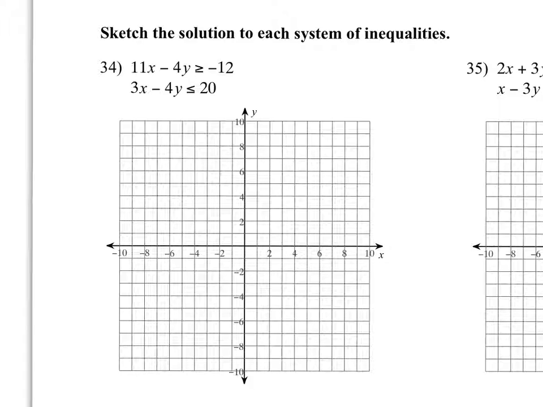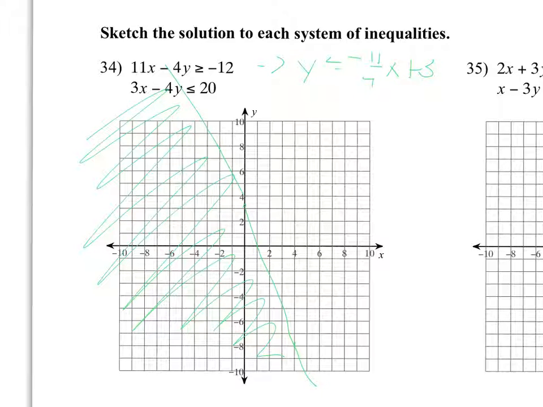Moving on to systems of inequalities, we're going to graph this. I'm probably going to get y by itself, and that's going to turn into y is less than or equal to negative 11 over 4 x plus 3. So there's my 3. Negative 11 over 4 is going to be something like that. A nice line through those points. And if y is less than or equal to, that's going to be on this side.